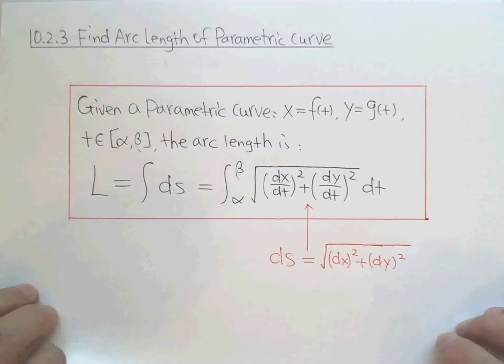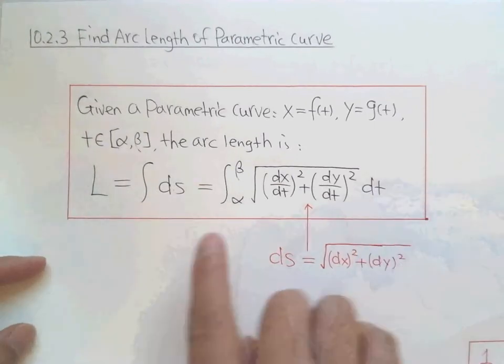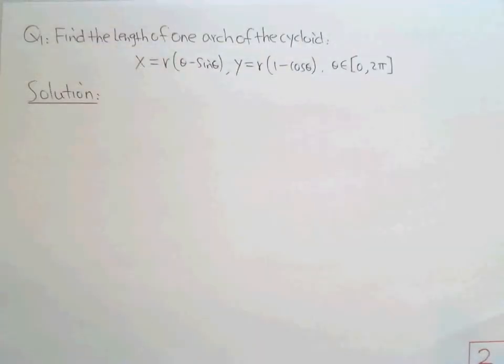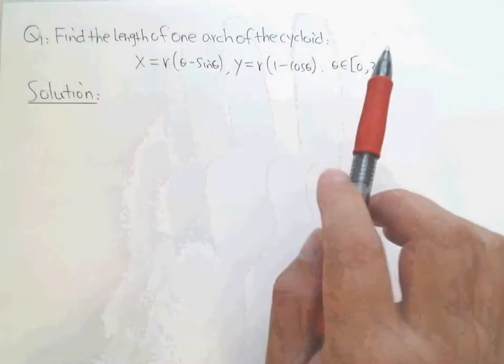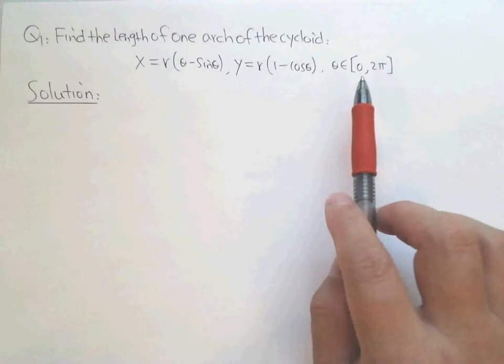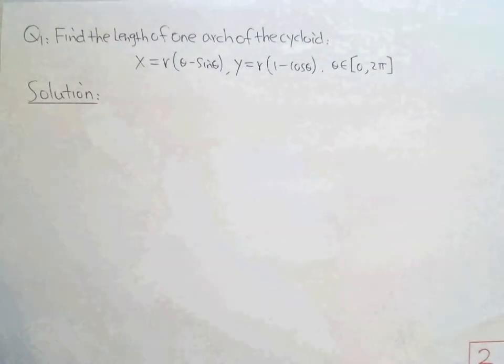So how to use this formula? The formula is simple, just ds to integration, right? Okay, so here is the question. We are going to deal with the cycloid, one arc, which means theta between 0 and 2 pi. The x and the y are given by this formula, and we're going to find the arc length.